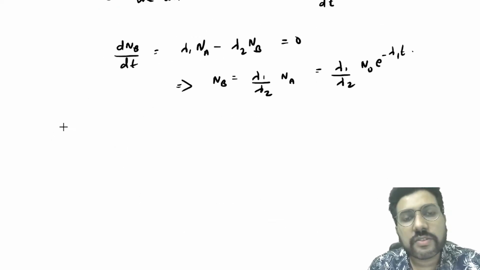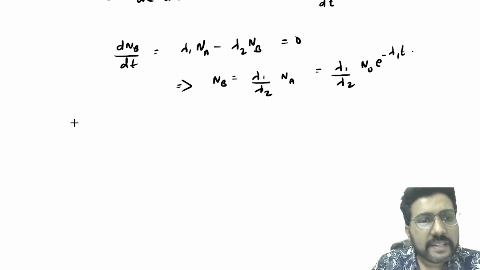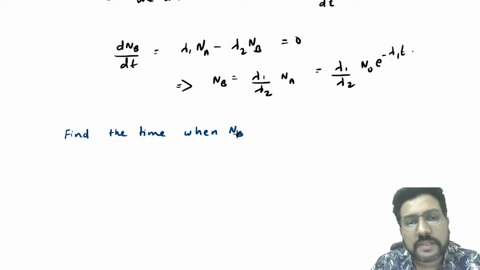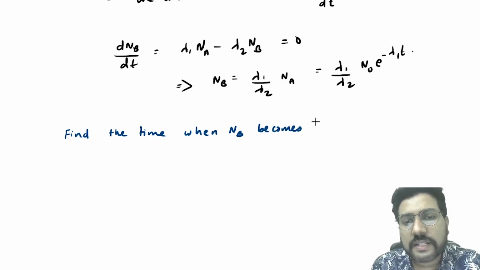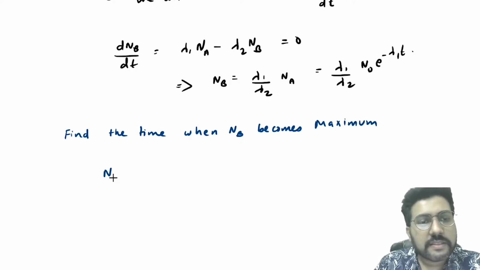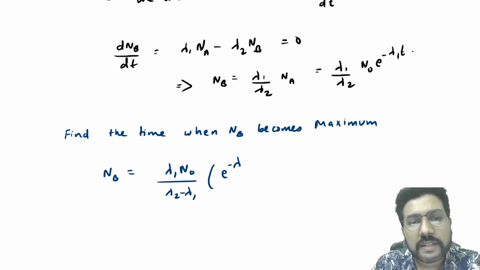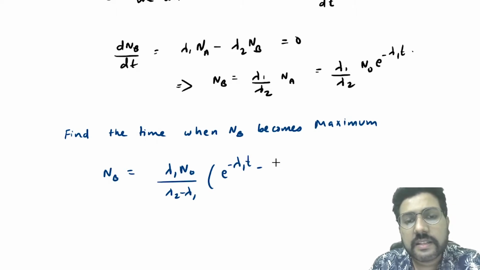Now they have asked you one more problem where they have asked you to find the time when NB becomes maximum. So we have already calculated the value of NB as a function of time, right? So NB is equal to lambda 1 n naught divided by lambda 2 minus lambda 1 into e power minus lambda 1 t minus e power minus lambda 2 t.